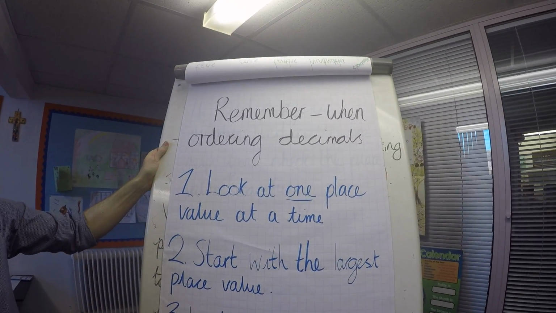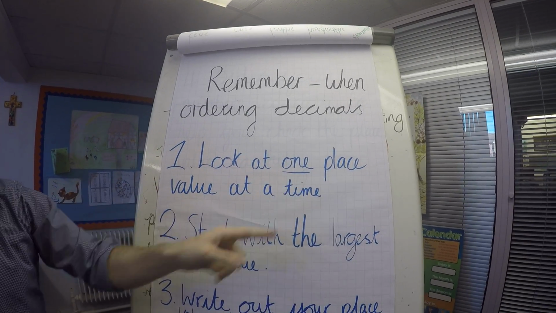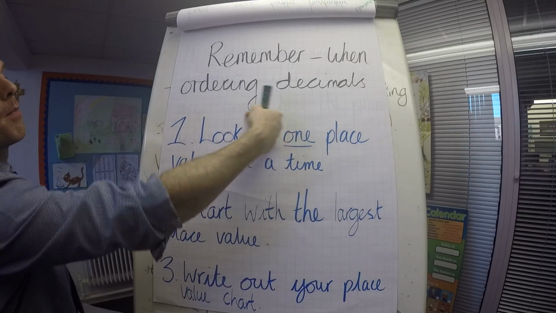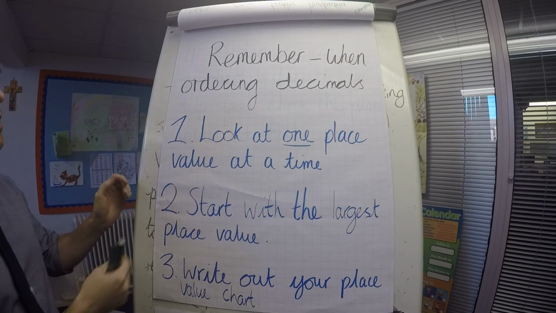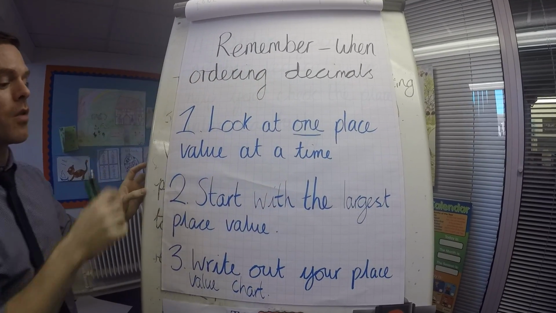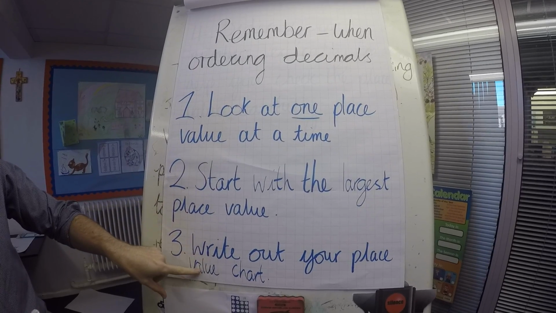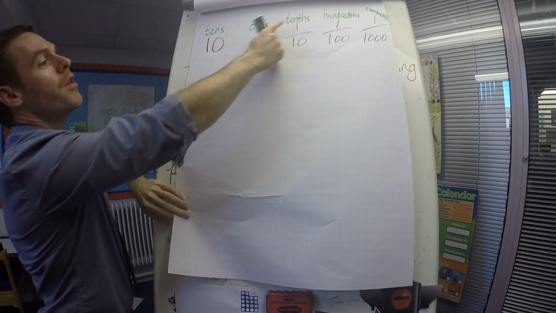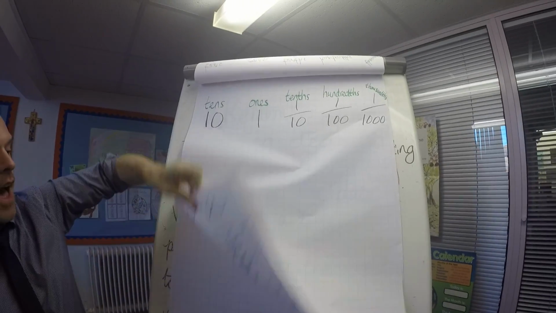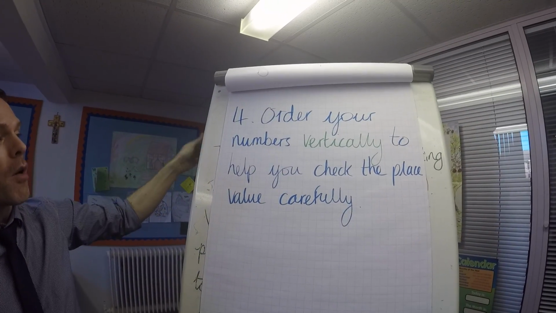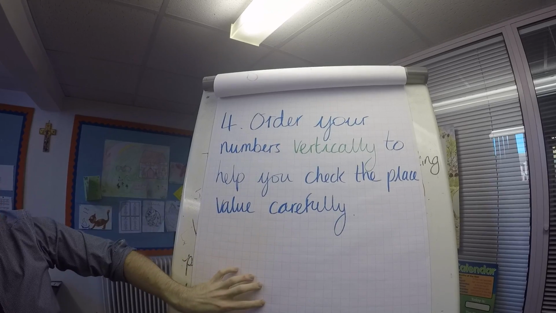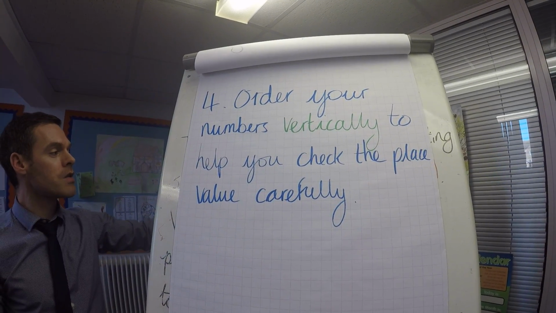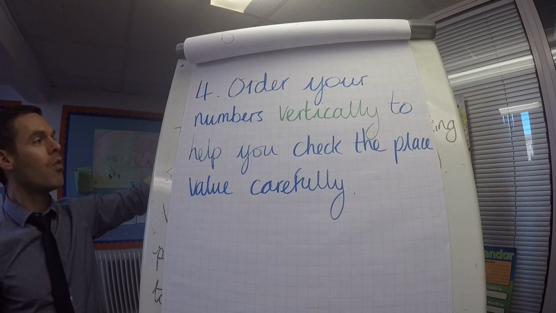When ordering decimal numbers, look at one place value at a time. Start with the largest place value, so the place value that's furthest to the left, because we know they get 10 times bigger as they move along. Write out your place value chart, just like I did, depending on how far you need to go. And order your numbers vertically, going down the page to help you check the place value carefully. If you follow those rules, you can't go wrong.